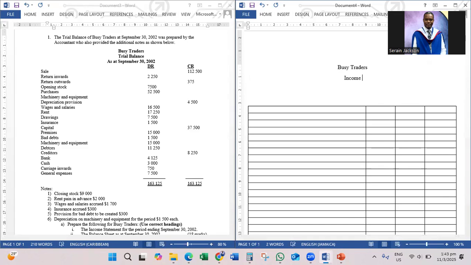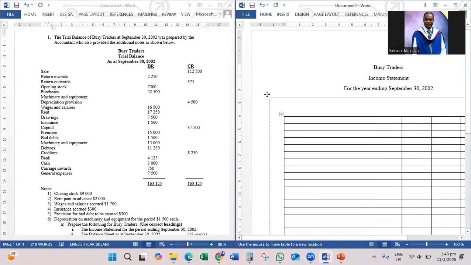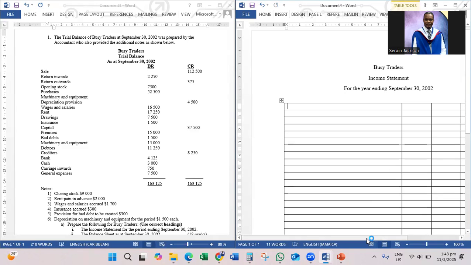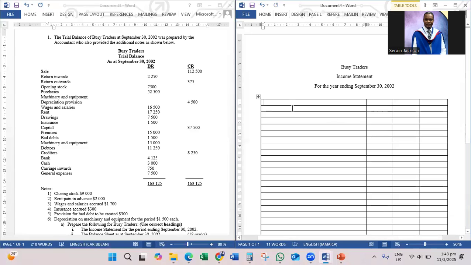So you have income statement for the year ended, or ending, September 30, 2002. All right, so we have that information there. Good. Put in our dollar signs. Remember that you get marks for all of these things.